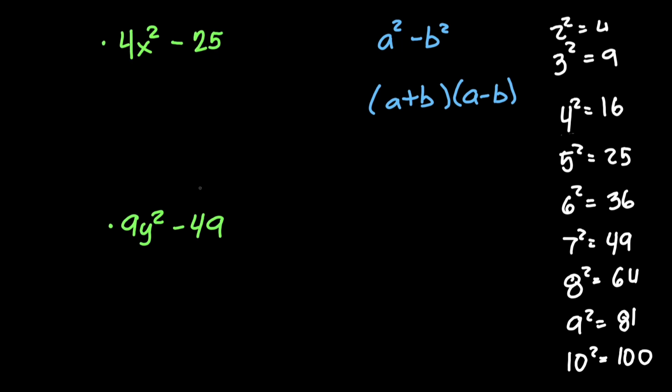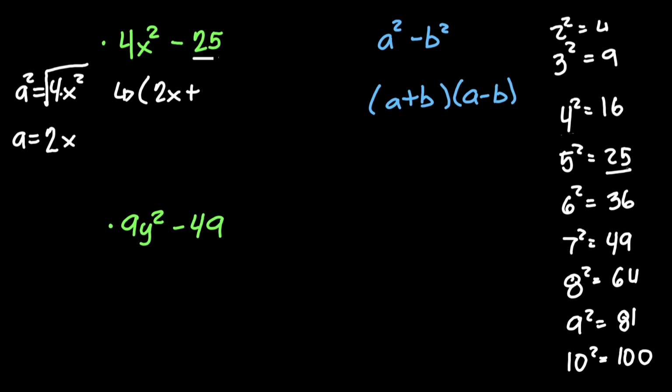Let us try some more examples. 4x squared minus 25. Let a squared here be 4x squared. So a here would be the square root of 4x squared. Now we will separate this in order to simplify. The square root of 4 would be 2 and the square root of x squared would be simply x. So the factor form of this would be 2x plus, 25 here in this case is 5 squared, so put 5. It will be 2x plus 5 multiplied by 2x minus 5.